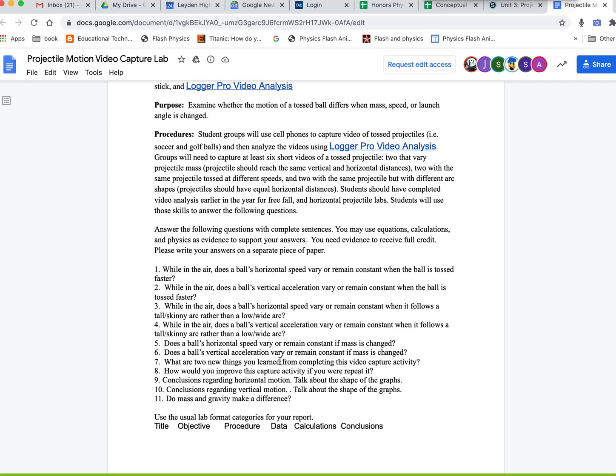Your lab is still going to have the same parts. It says down here title. That should actually be purpose. All right. So you'll have the purpose, procedure, data, data analysis, which is the calculations, and then your conclusion. Okay. So he uses slightly different lab format categories. Just use the same ones you always use: purpose, procedure, data, data analysis, conclusions.